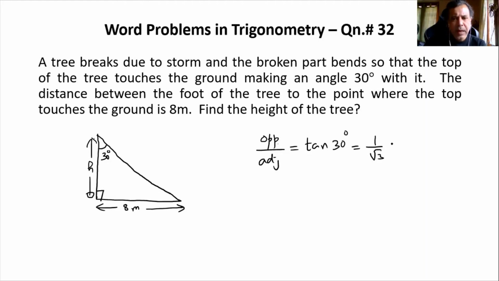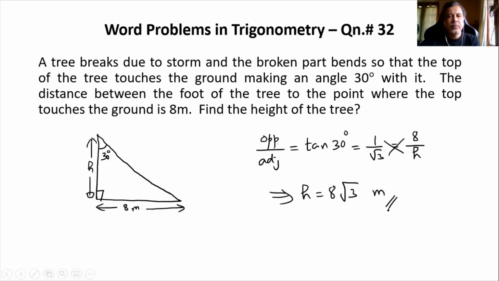And what is opposite here? It is 8 meters. Adjacent, we don't know. We will keep it as h. That means by cross multiplication, we will have h is equal to 8 times root 3 meters. That's all about this particular problem. Let's proceed to the next one.